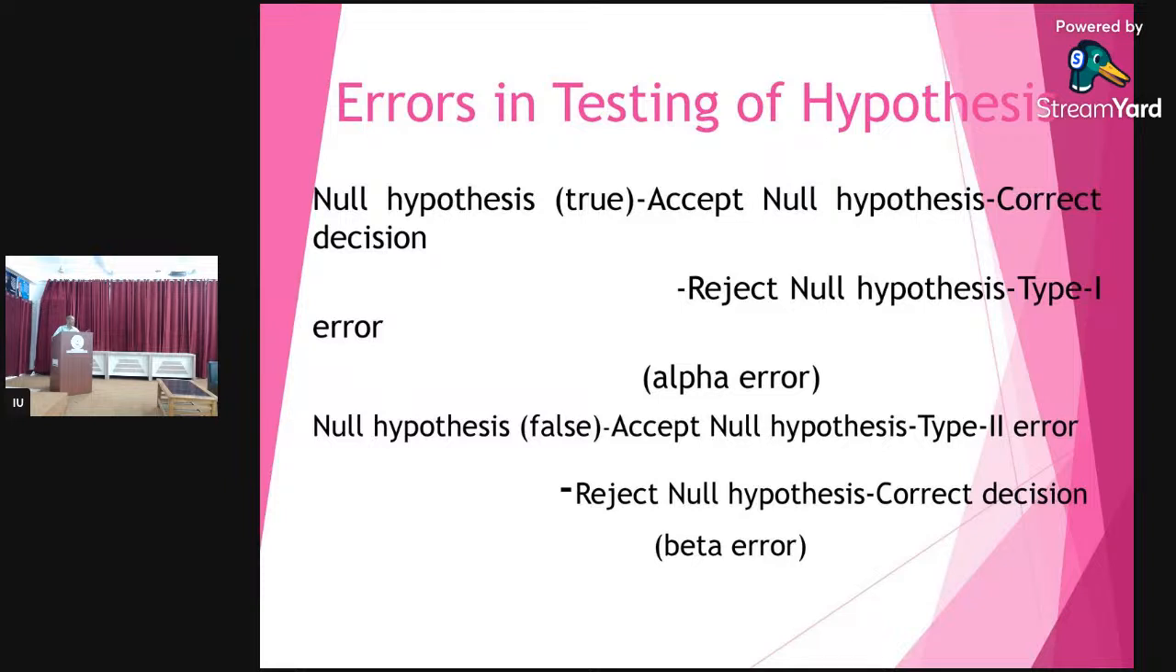There are two types of error, type 1 and type 2. Type 1 is when the null hypothesis is true, but we reject the hypothesis. And when the null hypothesis is false and we accept the null hypothesis, then type second error.